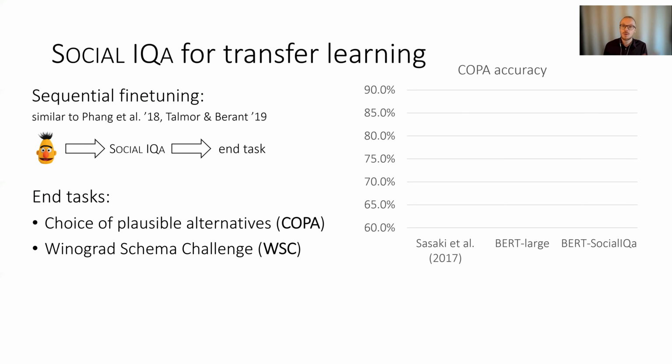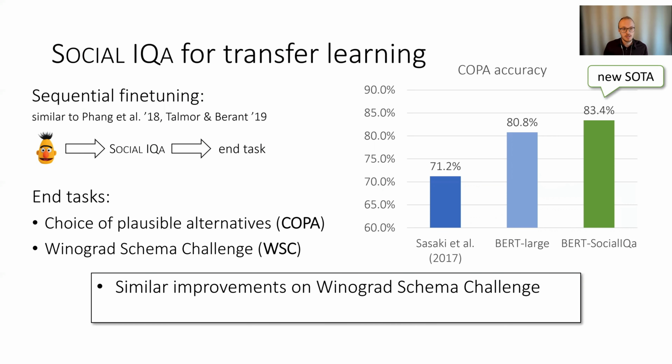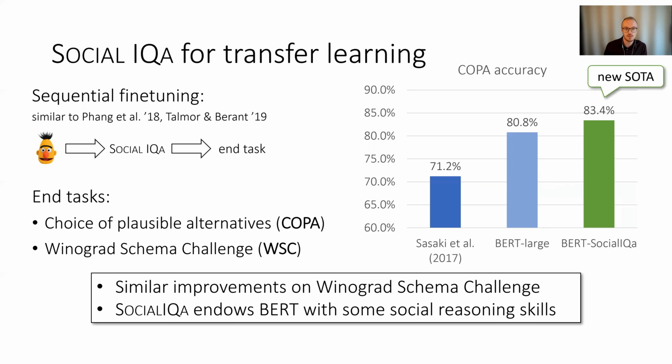And so focusing on the results on COPA here, the best previous performance at the time was from Sasaki et al., who reached 71% accuracy on this COPA benchmark. By just training BERT large on the dev set, you get up to 80%. But then if you do this sequential fine tuning on SocialIQA and then on COPA, you can actually reach a new state of the art of 83.4% at the time. And we see similar improvements on the Winograd Schema Challenge dataset as well. And this is showing that SocialIQA can maybe endow BERT with some social common sense reasoning skills.